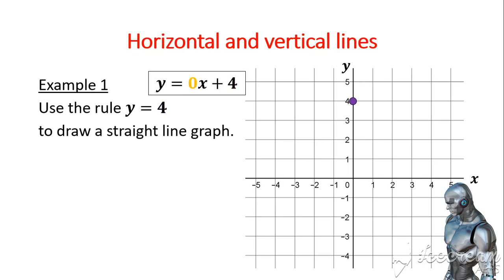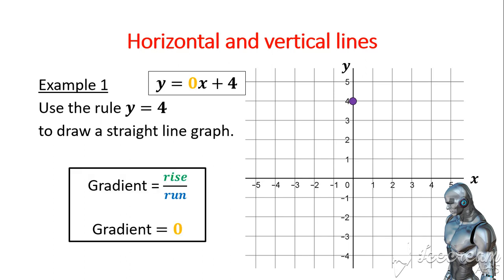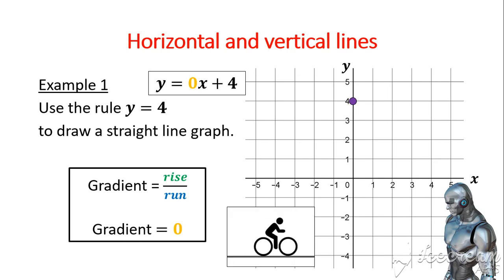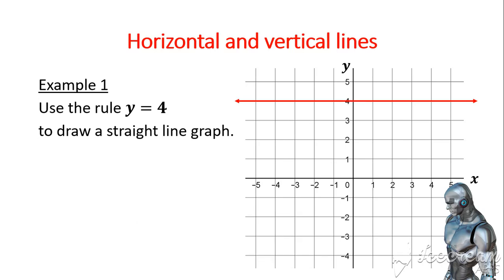But now let's talk about a gradient of 0, an m of 0. Well, we've talked about this before. We know gradient is rise over run. When we have a gradient of 0, we've spoken about it being a horizontal line. So this basically is a graph that has a 0 gradient, which means it has a horizontal line. It's a horizontal line through 4. And that's the graph of y equal to 4.